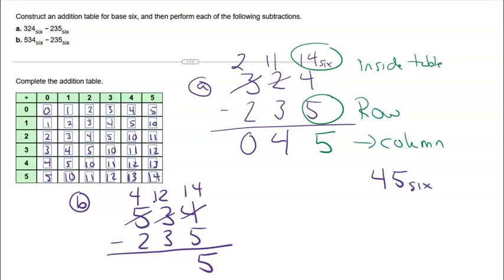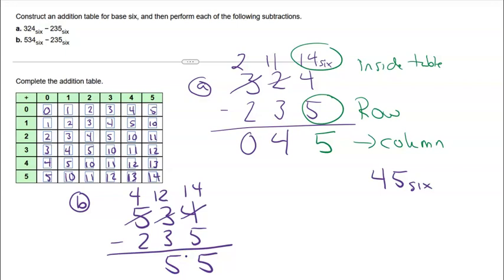So I'm not really doing 12 minus 3 is 9. We're not doing that. I'm looking for 12. Okay, there are several 12s. Remember, it has to be in the 3rd row. So 12 in the 3rd row. What column is that in? That's 5. So 12 minus 3 is 5.